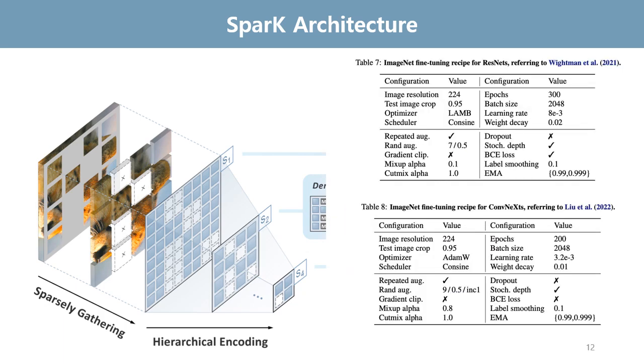During pre-training, the encoder learns multi-scale features, and after pre-training is finished, the decoder part of the network is removed and replaced with a downstream task-specific head. In this paper, they explore pre-training two networks, ResNet and ConvNeXt, on ImageNet, and evaluating them on different tasks. The pre-training parameters are found in these tables.